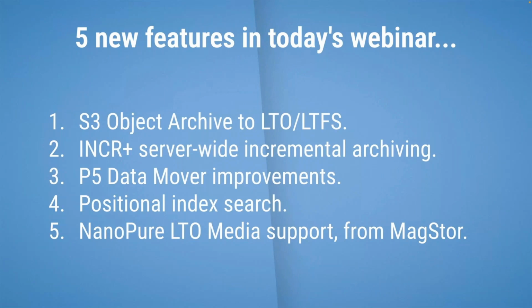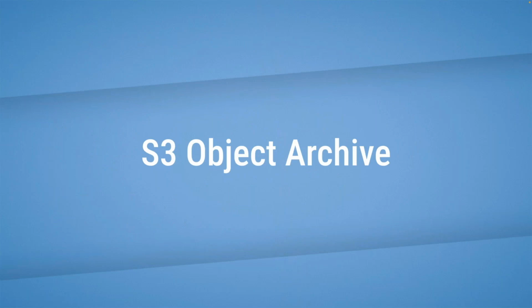We have number 1 headline feature, called the S3 Object Archive, which we will talk to you about in a moment. Then we have a new kind of incremental archiving feature called Incremental Plus, which is server-wide incremental archiving. Then we've got some improvements to the P5 Data Mover product. We've got some updates to the way that you can search and archive indexes. And then we've got support for NanoPure LTO Media, which is what Pete from MagStor will be talking to us about. So let's begin with the S3 Object Archive.